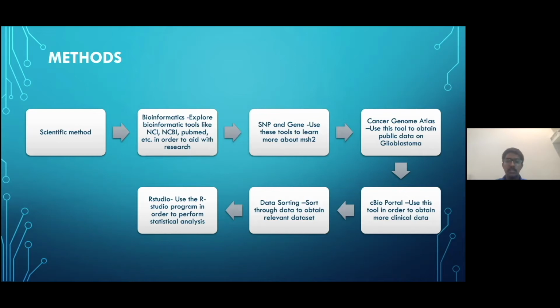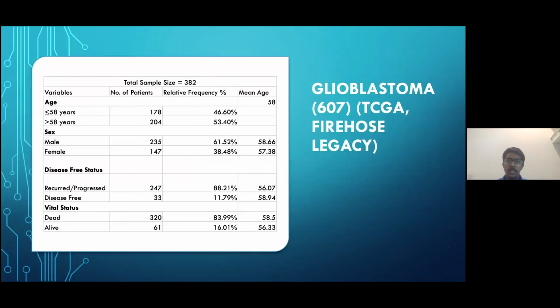Next, the RStudio program was used to perform an in-depth statistical analysis of MSH2 on FGA. I used correlation tests, t-tests, and survival analysis tests. This data was obtained from the TCGA Firehose Legacy dataset. The original sample size I started with was 607.